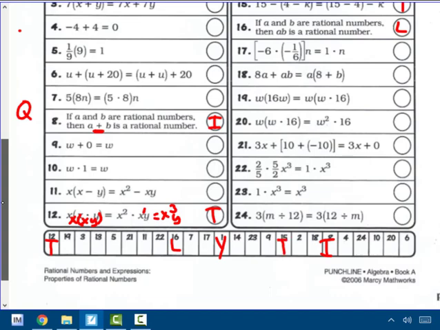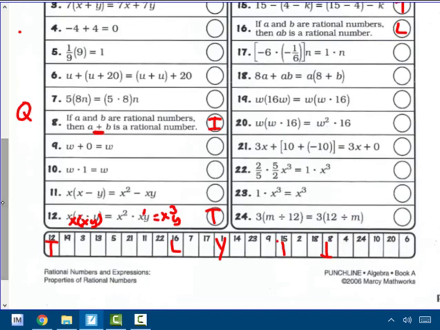The other one that's not true is the very last one. Division. 3 times the quantity of m divided by 12. Well, you can't switch division. We know that, for instance, say this is 24. 24 divided by 12, that's a 2. But 12 divided by 24, that's a 1/2. Division's not commutative, so you cannot commute division. So that's a false statement.